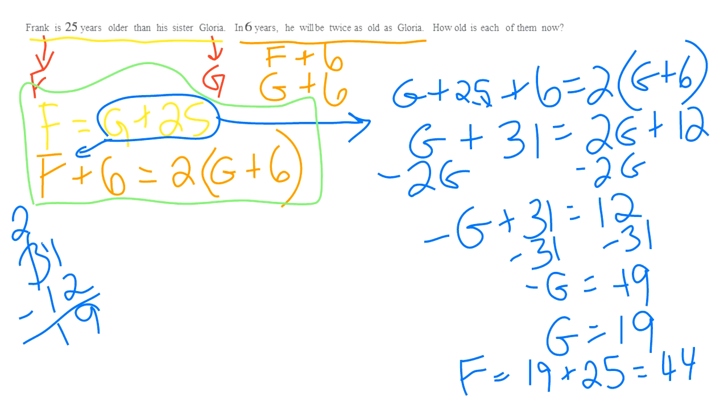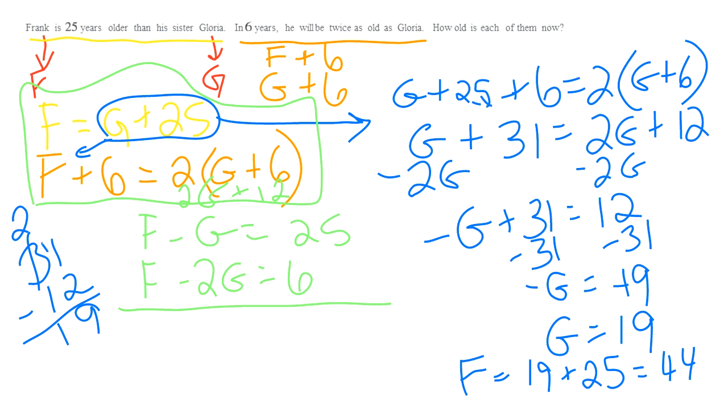So if I had simplified that first equation to use the addition method, I would subtract G from both sides. So I would have F minus G equals 25. And then if I did the same thing for the other one, this is going to end up being 2G plus 12 here, and I want that 2G to come over with the F, and the 6 to come over to the right hand side, so I'd subtract it. All right, and now I can solve these using addition if that's what you want to do.